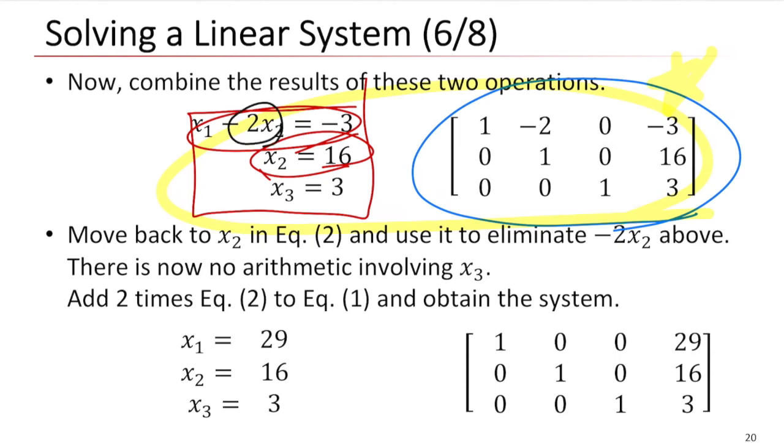So what should we do next? We have to remove this part, right? How can we do that? Just add this value here, and x1 minus 2 times 16 is equal to negative 3, and then x1 will be what? 32 minus 3, and 29, right?